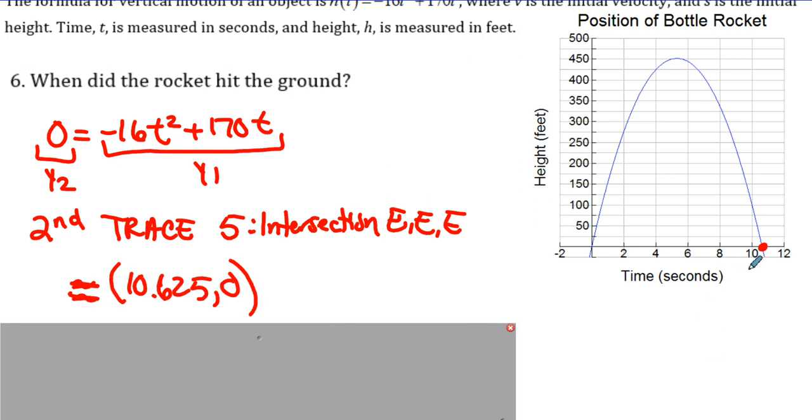And we can see that we end up at 10.625, 0. That's the location of this point. So when does it hit the ground? It'll hit the ground after being in the air for 10.625 seconds. Again, I would go with the exact value. If you are rounding to the nearest tenth and you said about 10.6, that's fine. You have the evidence shown to support your work.